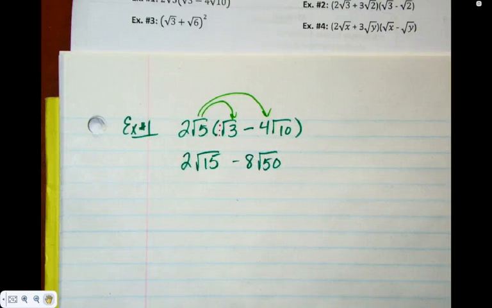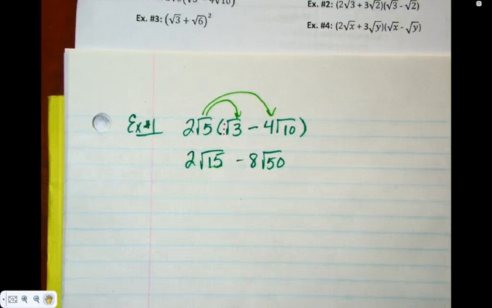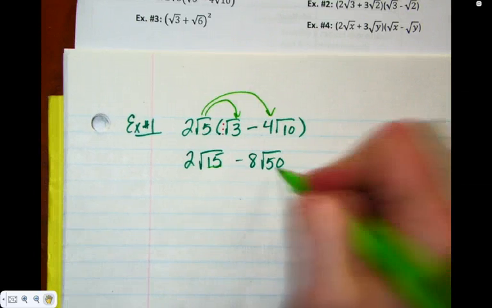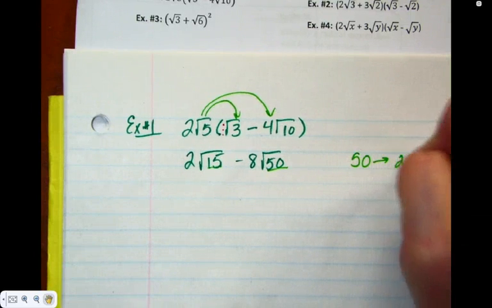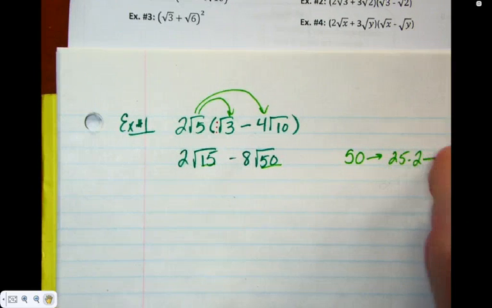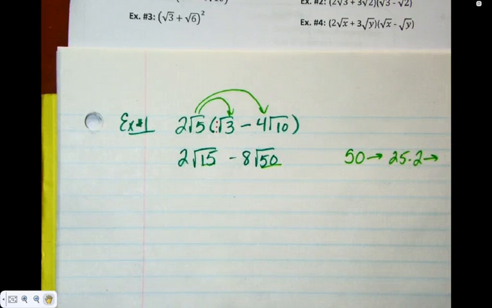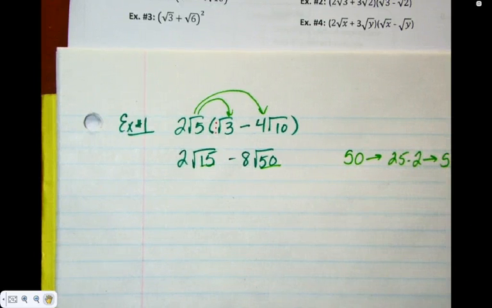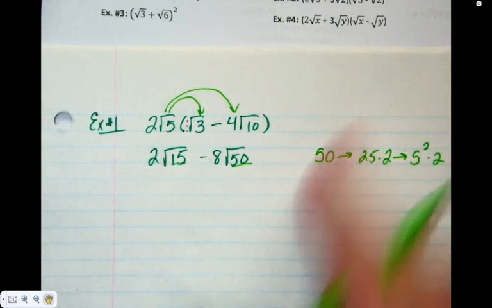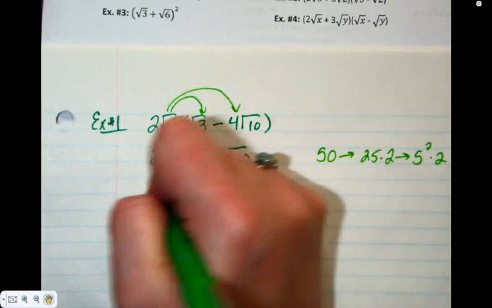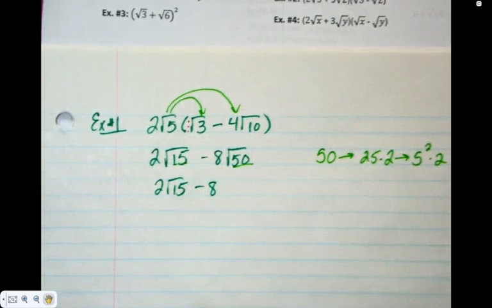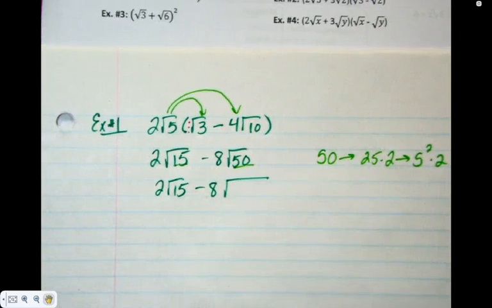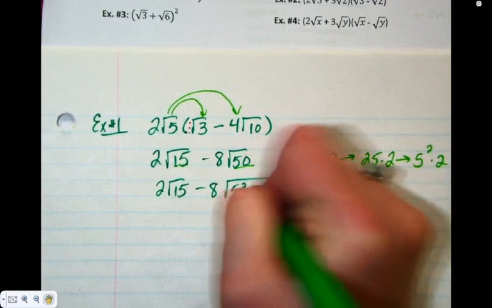Then we just need to know, can we simplify? Any perfect square factors hiding in 15? No. What about 50? 25. 25 times 2. And then we break 25 into? 5 squared. So this is just what you did on Friday and what we did yesterday with the adding, subtracting. So the 2 root 15 is going to stay. The negative 8 is going to stay for now. And I'm just going to change root 50 into 5 squared times 2.